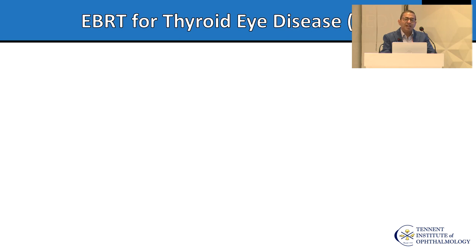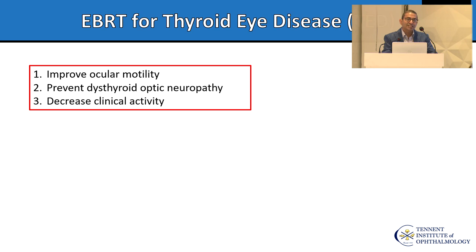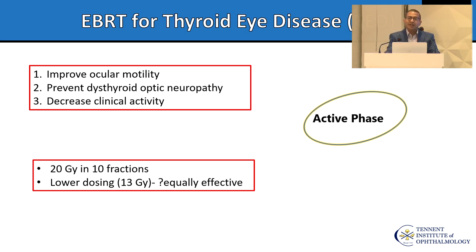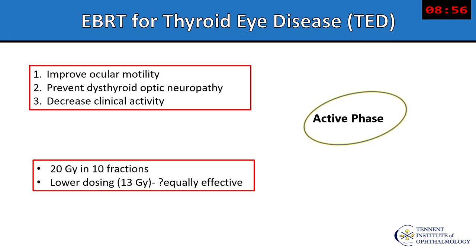External beam radiotherapy for thyroid eye disease is fairly well established. Perhaps the debate essentially is what purpose you use it for. Does it improve ocular motility? Does it decrease clinical activity? Or does it actually prevent dysthyroid optic neuropathy? My feeling is that to some degree it's all three, and logically it will be most useful when used in the active phase. In general, the dose for thyroid eye disease tends to be between 20 and 25 gray, delivered in 10 fractions, although some centers have used some lower dosing regimes.